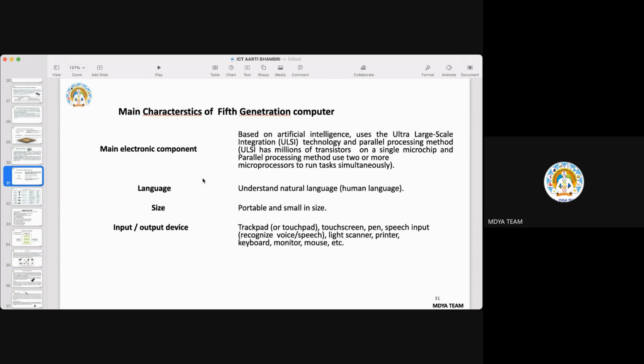So input output devices nowadays we have seen: trackpad or touchpad, touch screen, a pen or a stylus, or a speech input, which recognizes your speech or your voice. A light scanner you use, and output devices are printers, keyboard is also there, monitor and mouse in case of desktop.